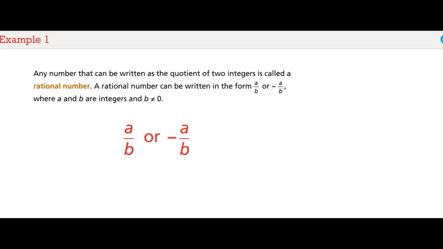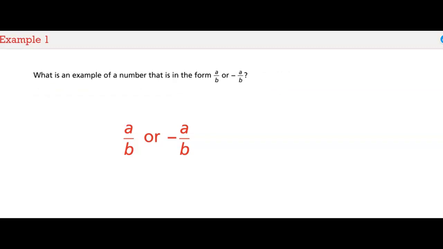Any number that can be written as the quotient of two integers is called a rational number. A rational number can be written in the form a divided by b or negative a divided by b, where a and b are integers and b is not equal to 0. What is an example of a number that is in the form a divided by b or negative a divided by b? An example is 3/5 or negative 8/9.